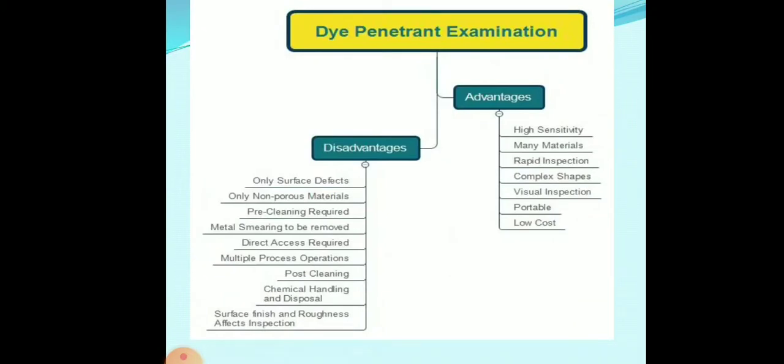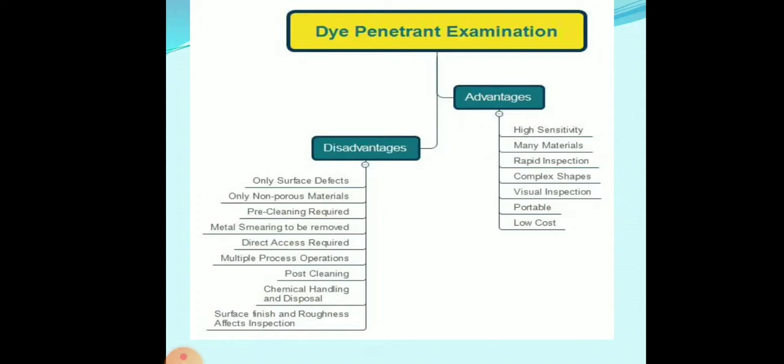Now going to the advantages and disadvantages of dye penetrant testing. First, the advantages. It has high sensitivity. It can be applied to many materials, like metals and plastics. It is a rapid inspection. It is also suitable for complex shapes. Visual inspection is performed in liquid penetrant testing. It is portable, easy to transport from one place to another, and low cost.